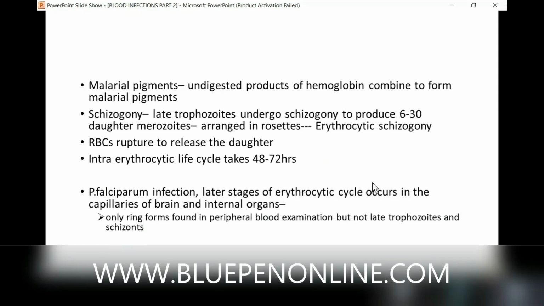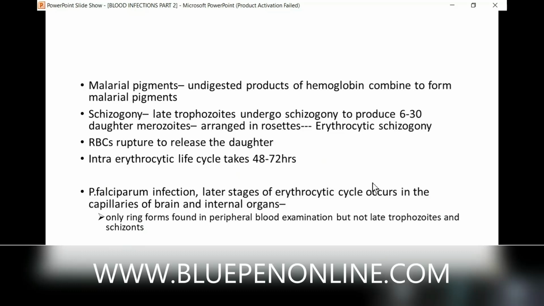Later the RBC ruptures to release the daughter merozoites, and these merozoites then go and attack other RBCs and continue the same erythrocytic cycle. This intra-erythrocytic cycle is about 48 to 72 hours. So the patients will have a break of fever for about 48 to 72 hours, and suddenly they'll have a spike of fever after 48 to 72 hours. That's called a febrile paroxysm, because they'll have a sudden spike of fever of about 101 to 102 degrees with shivering, due to the release of the merozoites, which then go and infect other RBCs.